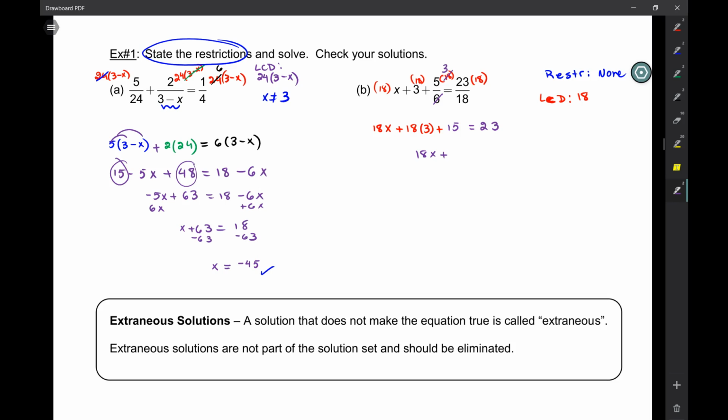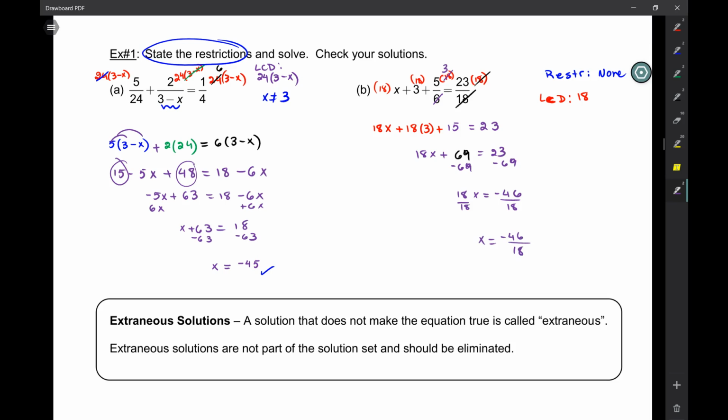Oh, yeah, but what happened with the 18s? They canceled. Beautiful thing there. So here I have 18 times 3 plus 15, which is 69, equals 23. Subtract, subtract. So I get 18x is equal to negative 46. Divide by 18, divide by 18. X equals negative 46 over 18.